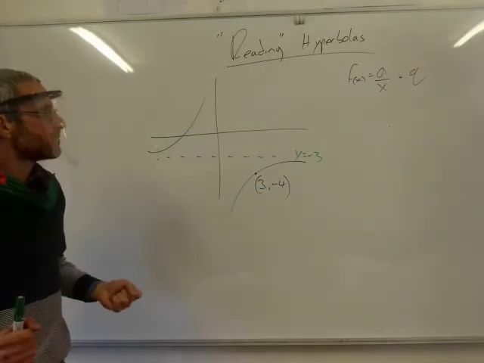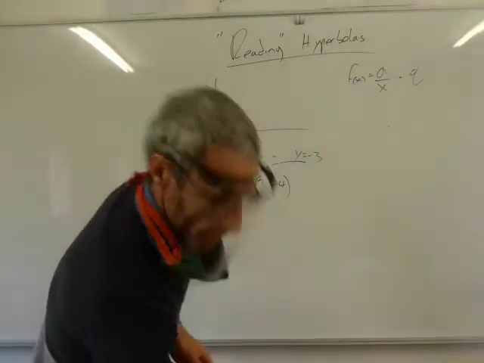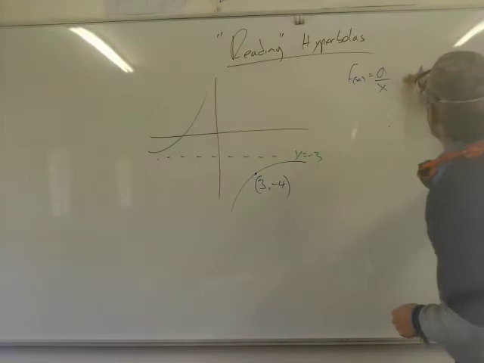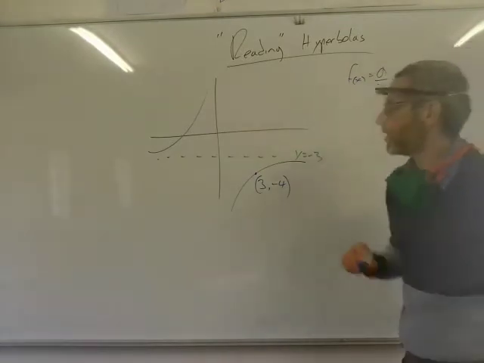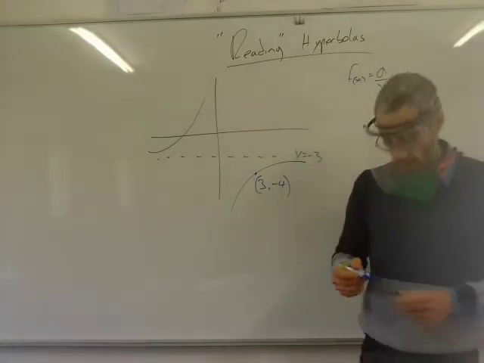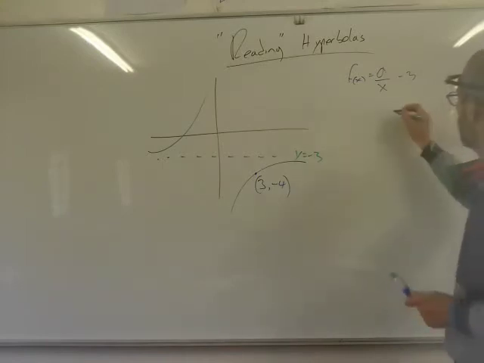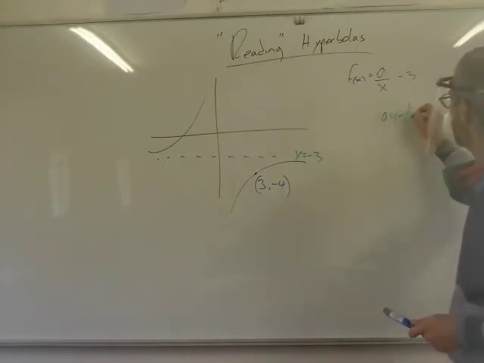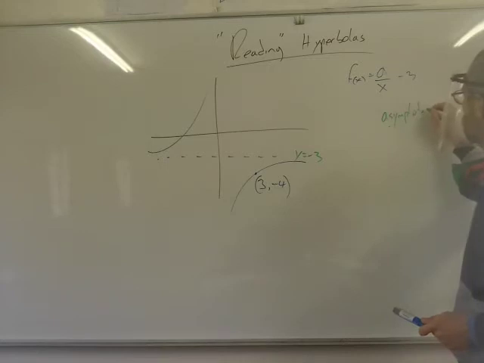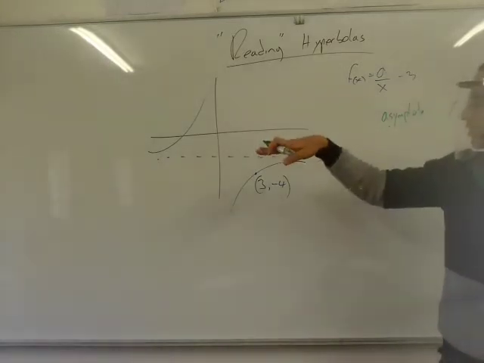What is q then? Q is minus 3, isn't it? Okay? So q always tells you the horizontal asymptote. Now let's also write down what the asymptotes are, just like we did in the last one. Okay? One is given for us, that's y equals minus 3, that's a horizontal.